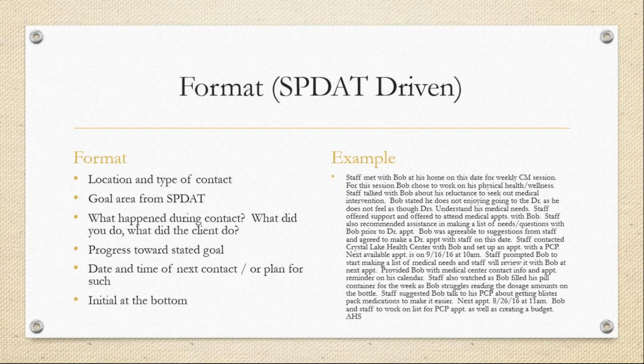Next available appointments on this date. Staff prompted Bob to start making a list of medical needs, and staff will review it with Bob at the next appointment. Provided Bob with medical center contact info and appointment reminder on his calendar. Also watched as Bob filled his pill container for the week as Bob struggles reading his dosage amounts on the bottle. Staff suggested Bob talk to his primary care about getting blister pack medications to make it easier.